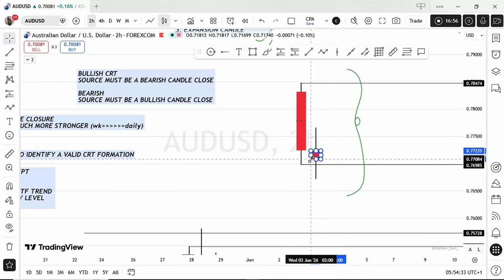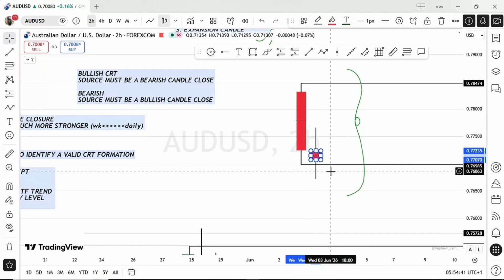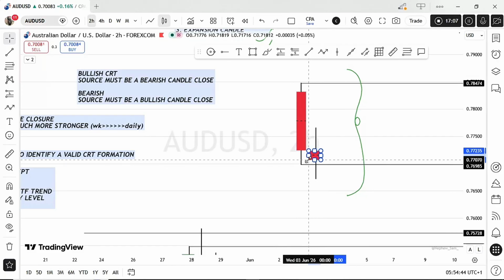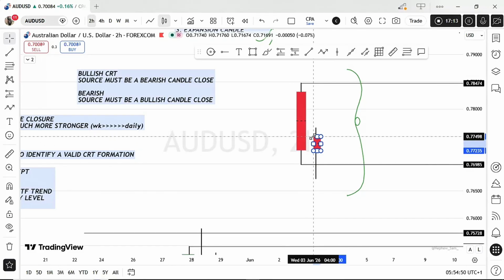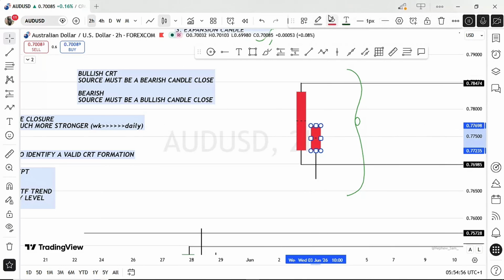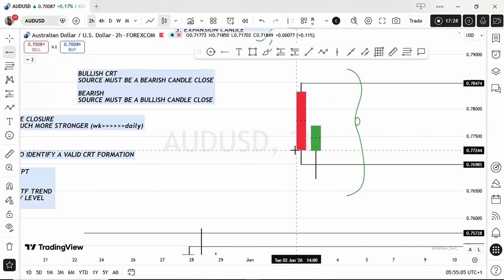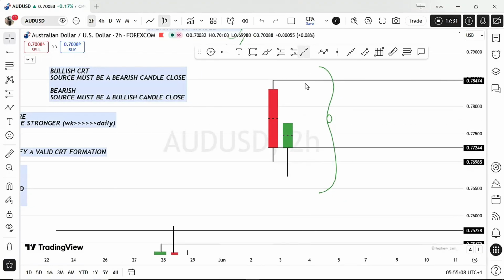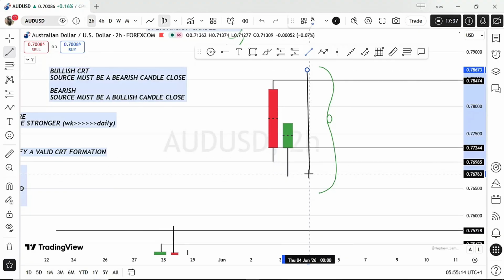CRT must close within the range, and sometimes it can close like this. Remember, whatever I'm explaining here, you can still apply it to the bearish or bullish scenario, right? So if you have a close here, it can play out, but the chances are slim. But if you have a bearish source and a bullish sweep, it's very, very strong, because this base here is a key level, and price will most likely react from that level to complete the range. So this will be part one.